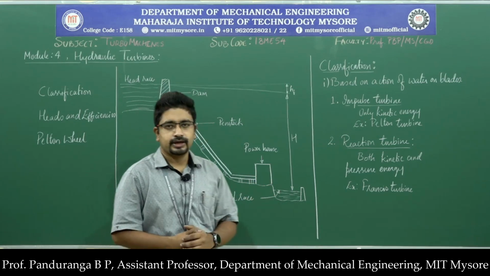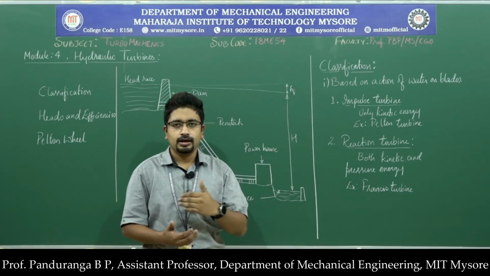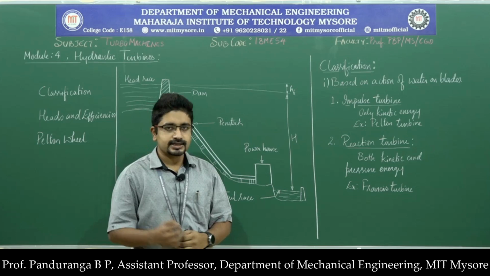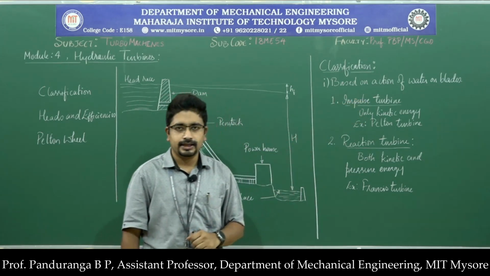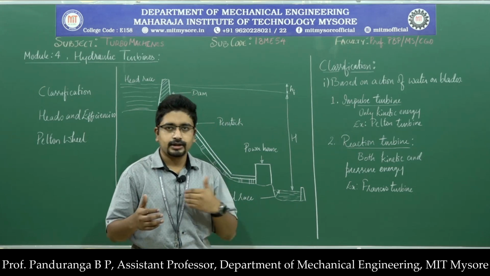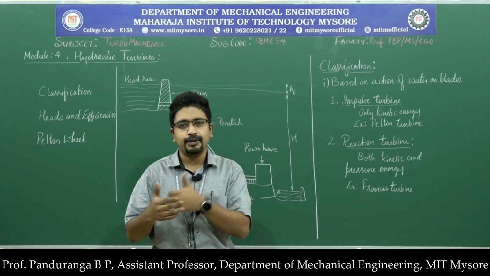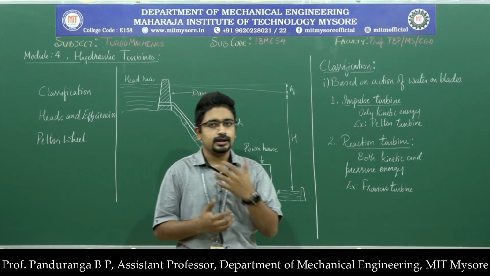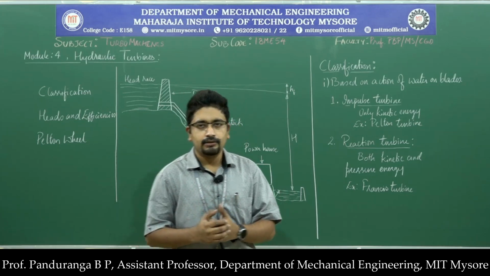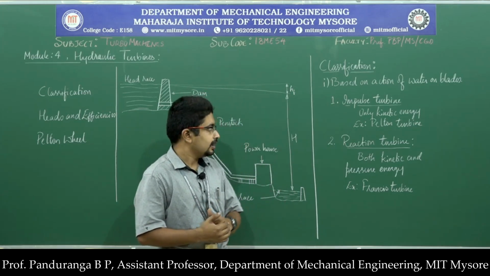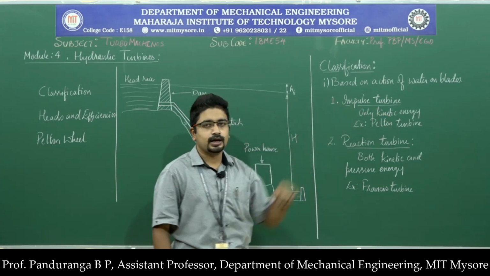Now let us see the classification. The classification is made under different headings. The first heading is based on the action of water on blades. When the jet of water impinges or impacts the blade, depending on what kind of energy is absorbed by the blade, we have different classifications. The first one is the impulse hydraulic turbine or impulse turbine.